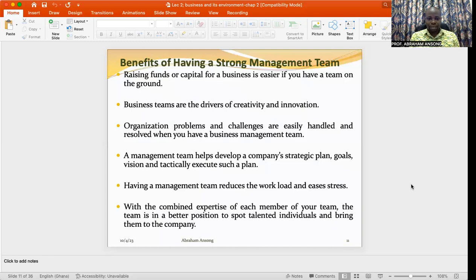Last point: with the combined expertise of each member of your team, the team is better positioned to support talented individuals and bring them to the company. So it's a snowball effect. Once a company is doing very well with a very strong team, then it's also very easy to attract other qualified and competent people to want to join the organization.